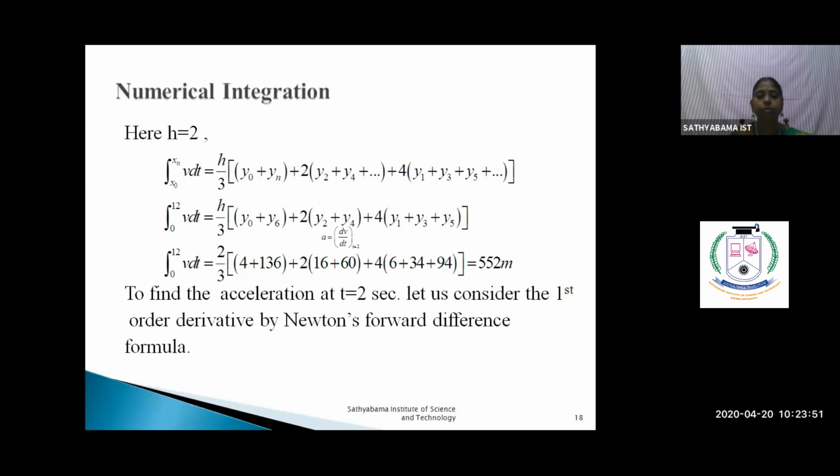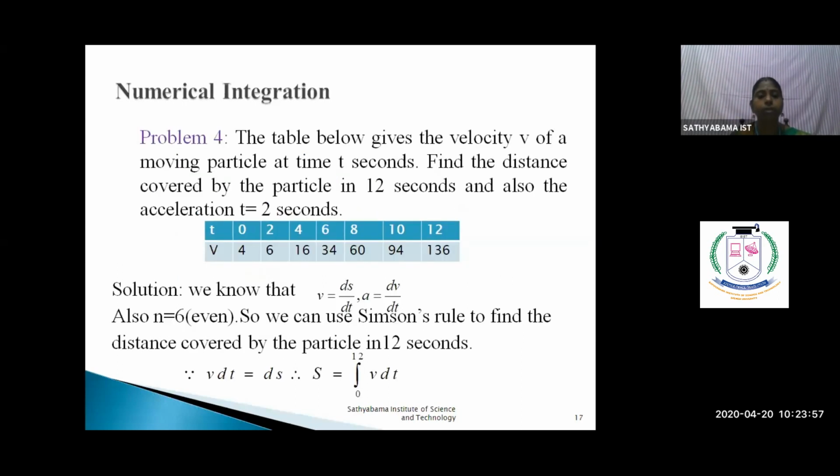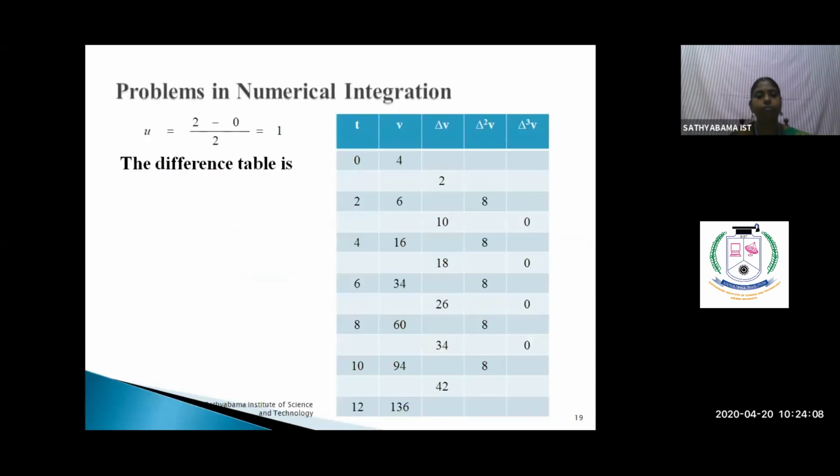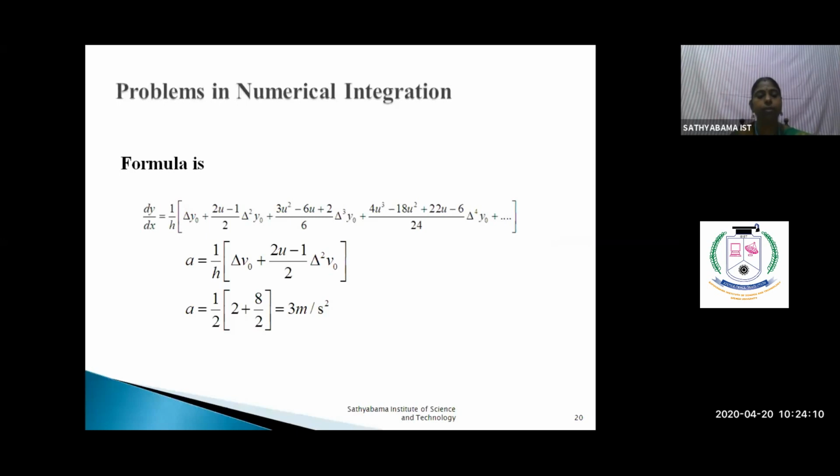So you can use Newton's forward interpolation formula. Why? Because t equal to 2 seconds is near the beginning. So I have to use Newton's forward difference formula to compute the first order derivative. So what is the formula? This one: dy by dx is equal to 1 by h into. We have seen this already in the differentiation part. So this is my formula.